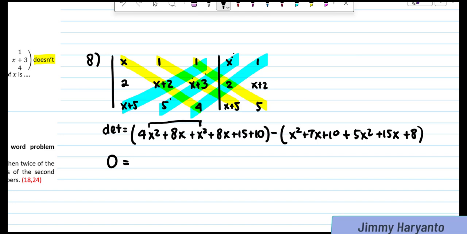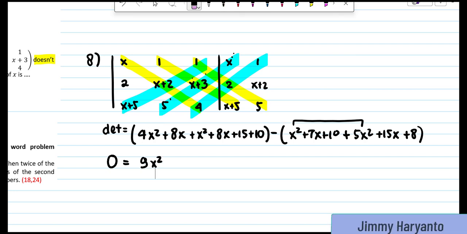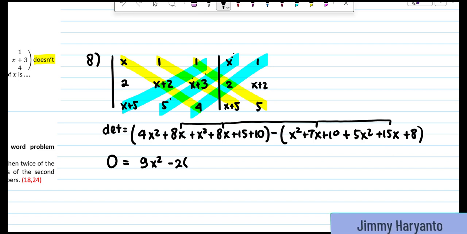4x squared plus x squared equals 5x squared. Minus x squared, 4x squared plus 5x squared equals 9x squared. And then for the x, 8x plus 8x equals 16x minus 7, 9x minus 15, negative 26x.